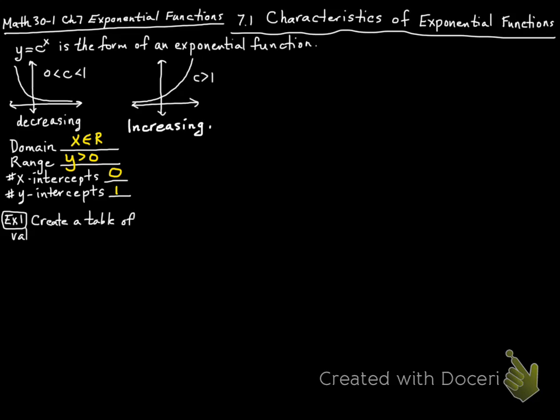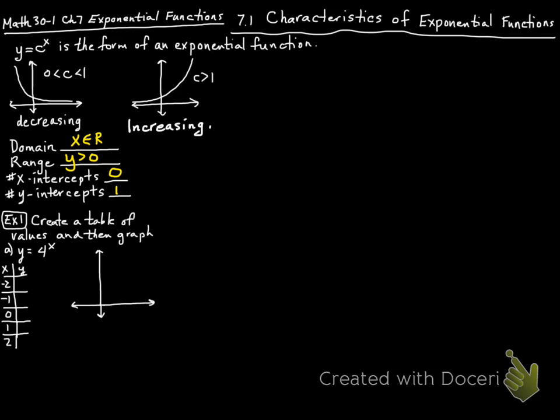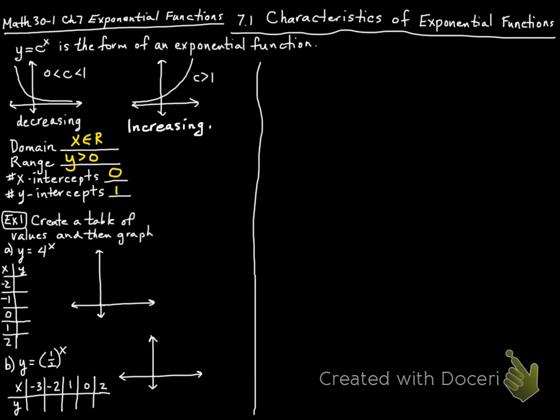In example 1, it says to create a table of values and then graph y = 4^x. For part B, y = (1/2)^x. We're going to come back later and fill those in.